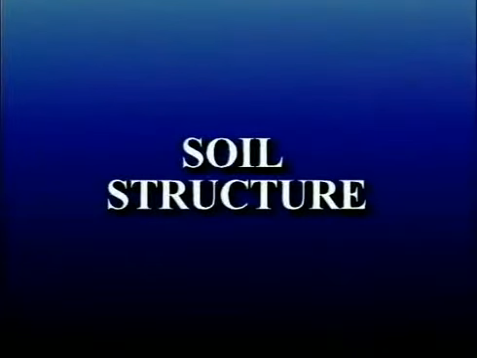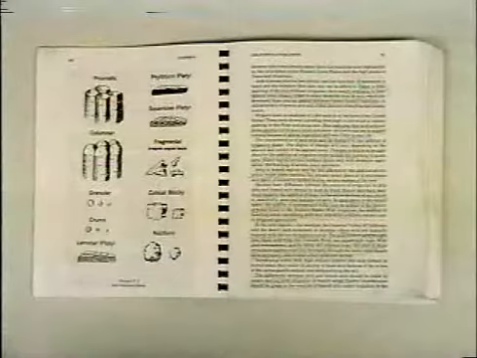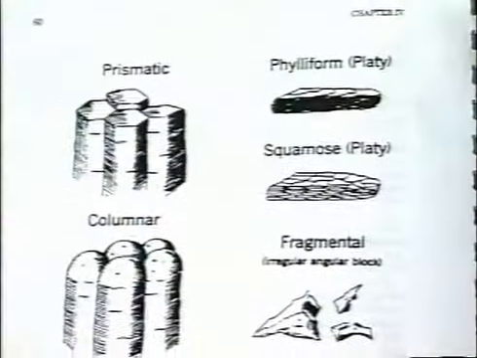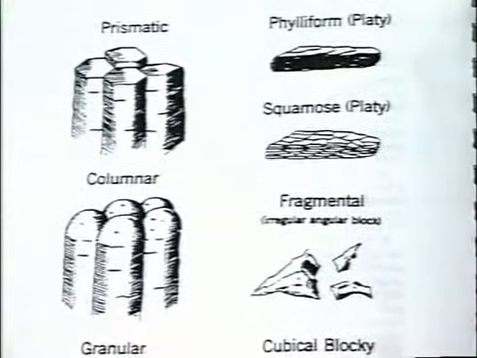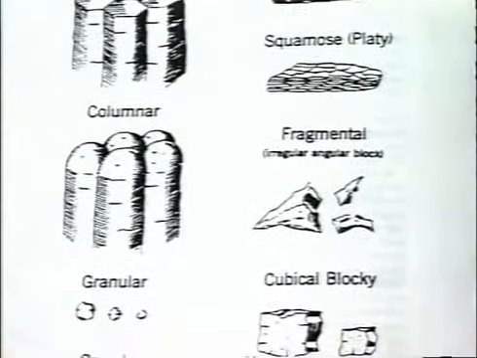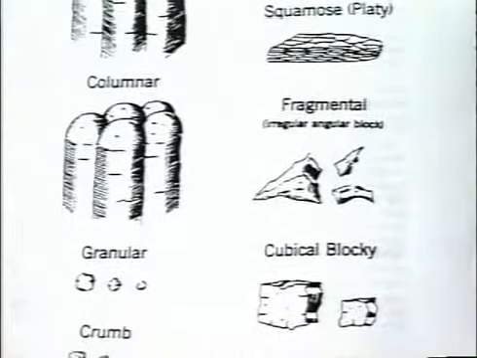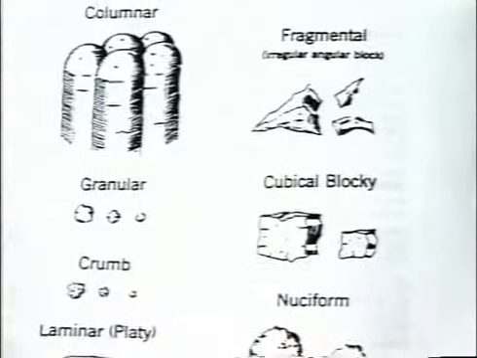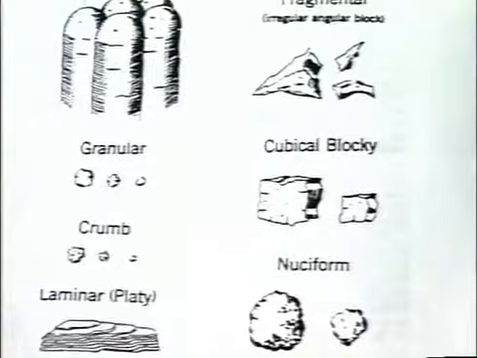Okay, soil structure. Page 60 in the textbook shows you some of the different structures that soils will have, depending on the type of parent material it comes from. We have some that are very platy. In other words, they come off in flakes. They come off flat, with large surface area but very thin flakes.